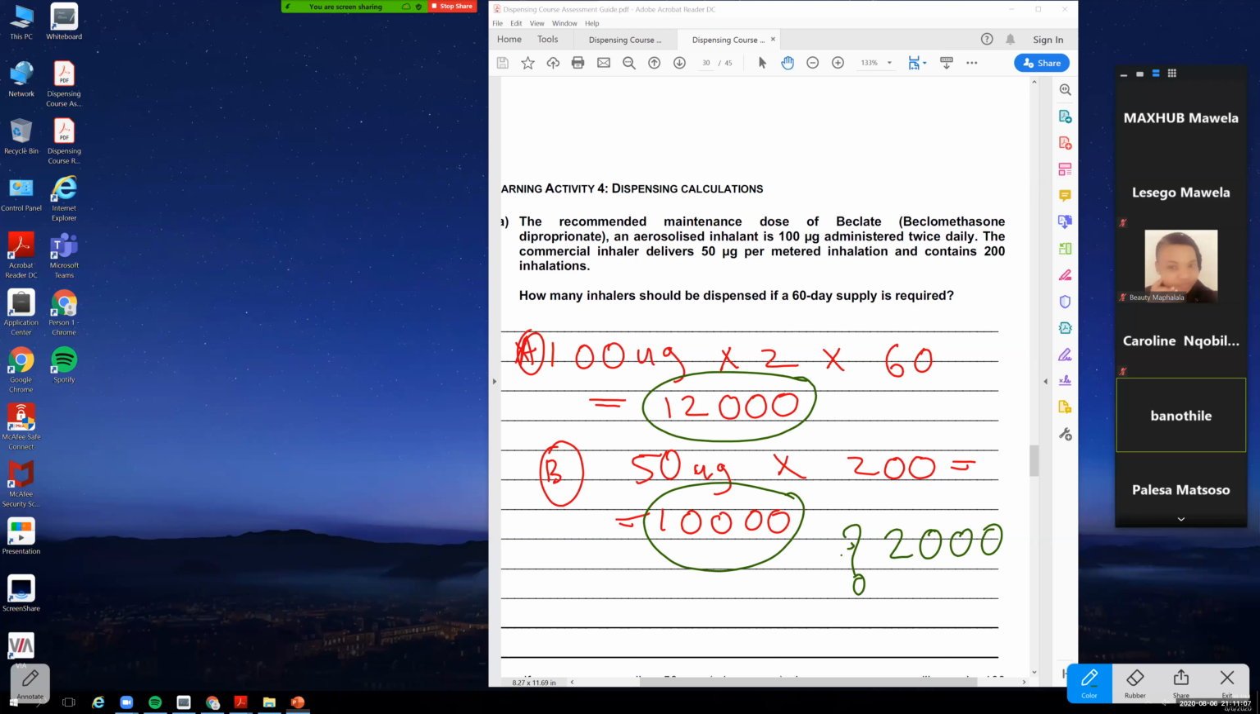So that is the big challenge there. So it means the patient needs to get at least 2 inhalers, right? So I was correct. The patient needs to get at least 2 inhalers. Because that is the question that you are being asked there, right?